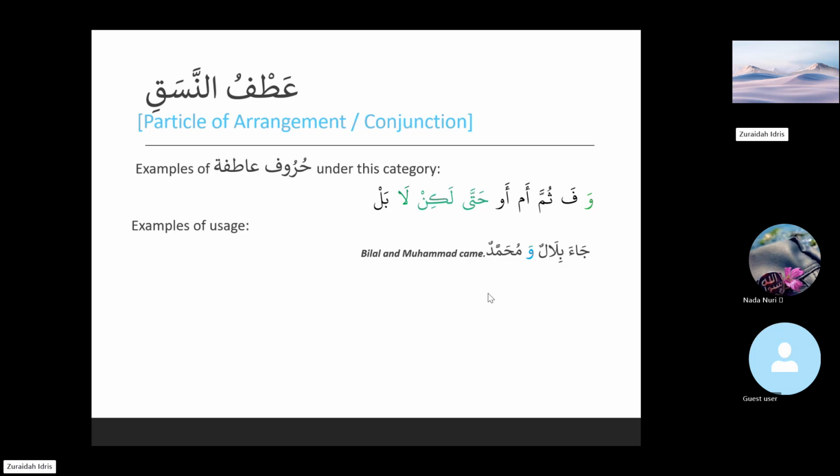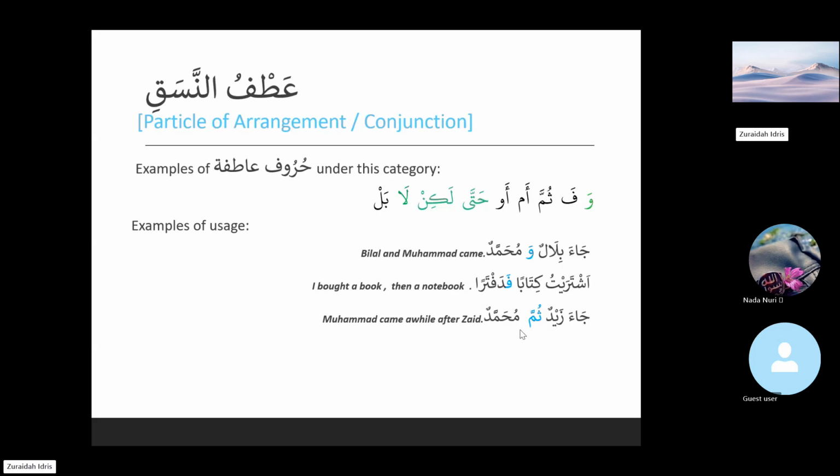So here is the simple one. Bilal and Muhammad came. I bought a book, then a notebook. This is what we use fa for when we want to indicate that what follows it comes after it, immediately after, usually. And thumma, it also happened after it, or we talk about it after it, but there is a delay usually. For example, Zaid came a while after. This is how we would translate fa.